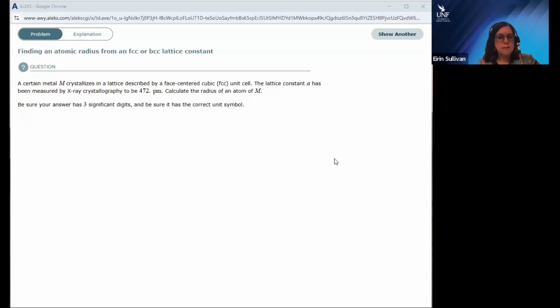Finding an atomic radius from an FCC or BCC lattice constant. So FCC stands for face-centered cubic, BCC stands for body-centered cubic. So two different types of close packing of spheres in a solid state structure. So if I just draw a cube, attempt to make it look three-dimensional.